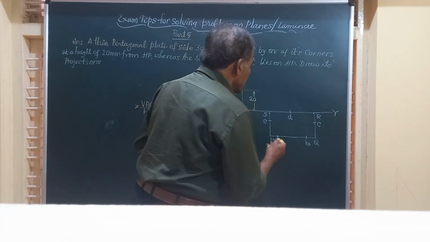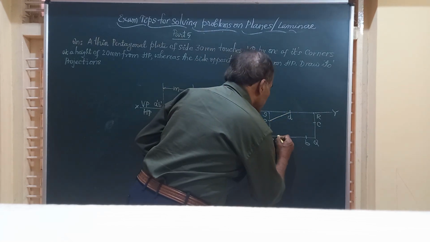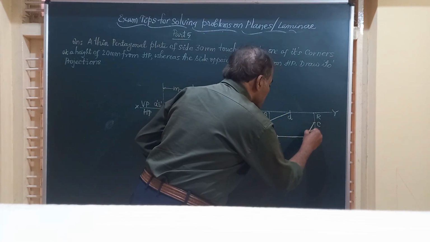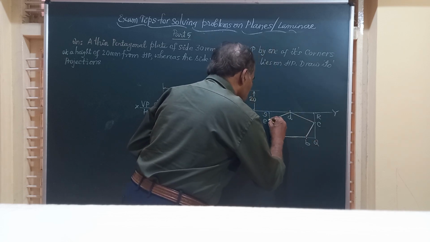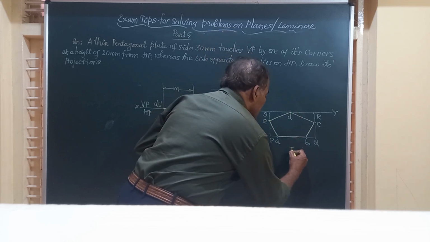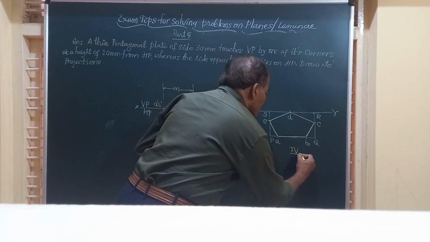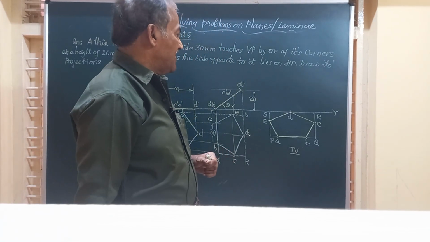We will join them by straight line like this. So A to B, B to C, C to D, D to E and E to A. Friends, this is how the lamina looks in the top view finally. So we have got the final top view of the lamina.